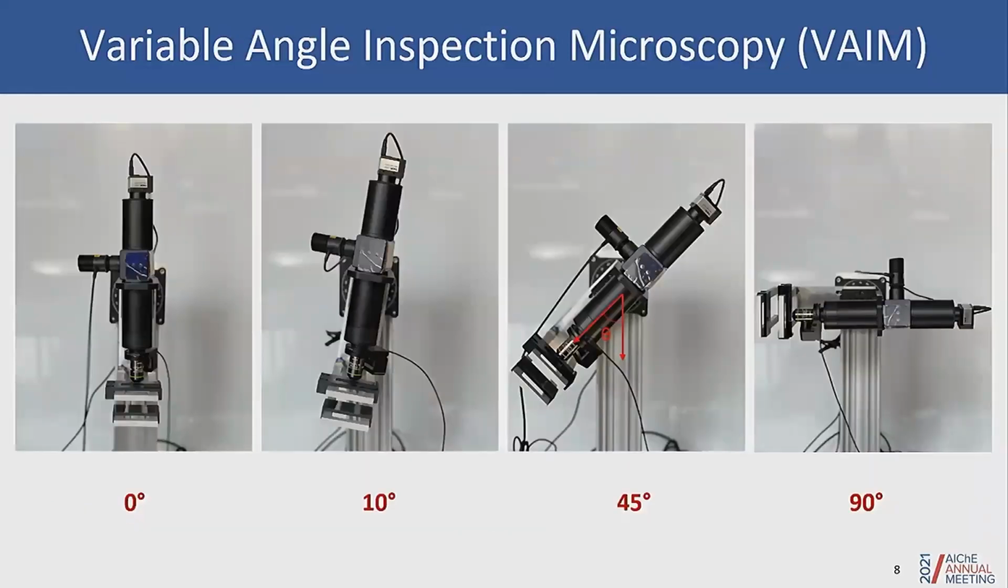And we call it variable angle inspection microscopy because it could be rotated to any angle. As you can see from these images between 0, 10-degree incline, 45, and 90, it's not only limited to those four, and it could basically rotate 360. And that's thanks to this goniometer piece back here that allows us to rotate it.